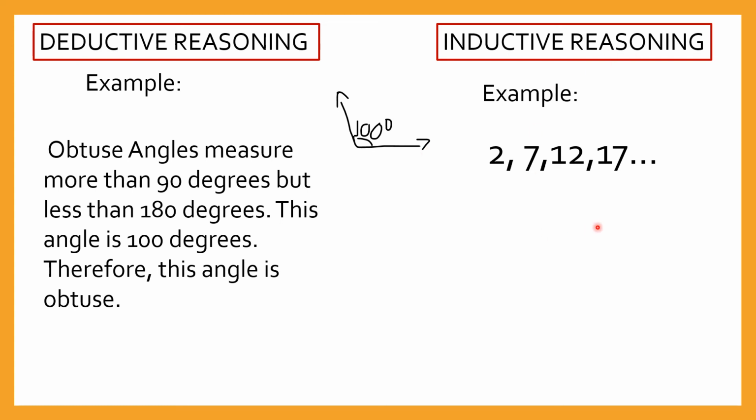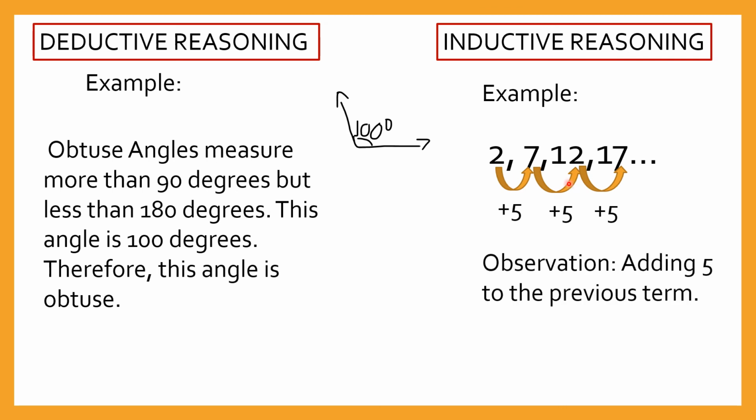Okay, now for inductive reasoning, I have a sequence here: 2, 7, 12, 17. And then, what would be the next number here? By just looking at or observing this sequence, you need to find patterns. So here, I observe that adding 5 to the previous term will give you the next term. Okay, so that's my observation, adding 5 to the previous term. From that, I was able to make my conjecture that the next number is 22.